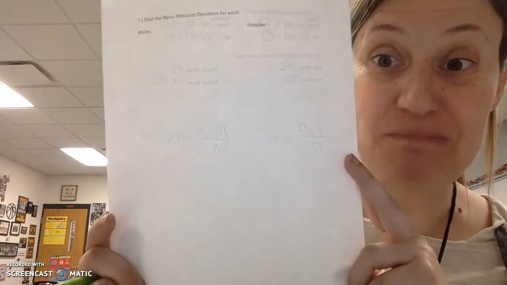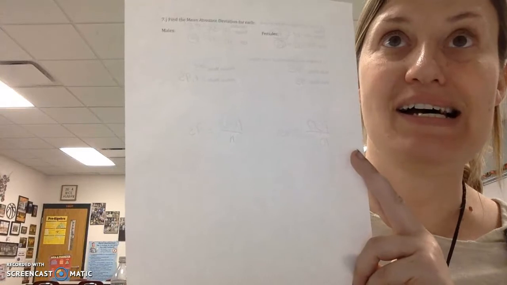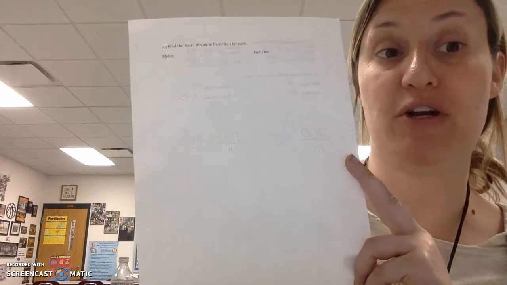Okay, so moving on to our next measure, mean absolute deviation. This is going to be quite drawn out. This takes a lot of time. Difficult? No. So I'm going to go ahead and write this up for the males and show you how to do it. So I have completed finding the mean absolute deviation for the male data.